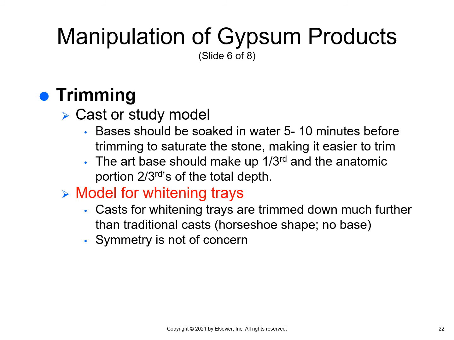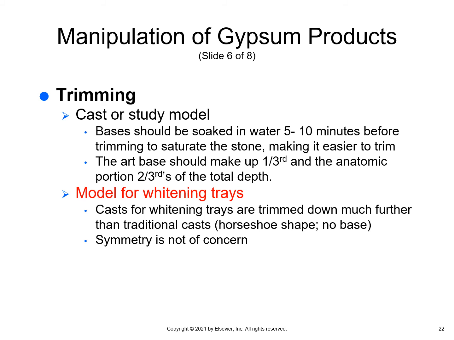In trimming the cast or study model, those bases should be soaked in water for about 5 to 10 minutes. The base should be, not the anatomic portion. We don't want to weaken the anatomic portion. So if you were doing study models, you would only submerge that base. It makes the study model much easier to trim if it is wet. The art base should make up about 1/3, and the anatomic portion should make up 2/3 of the total depth of the maxillary portion and the mandibular portion. So each should be equal and uniform.